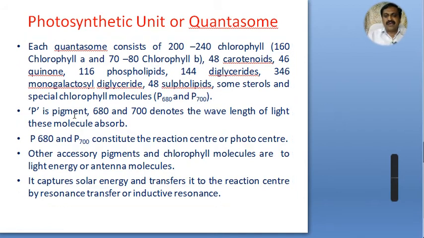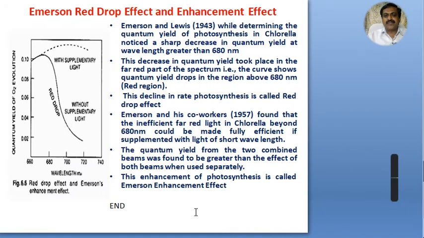P is the pigment, 680 or 700 denotes the wavelength of light these molecules absorb for the conversion of light energy into chemical energy. That is the reaction center. P680 or P700 constitute the reaction center of the photocenter. Other accessory pigments and chlorophyll molecules are light-harvesting or antenna molecules. They capture sunlight and transfer it to the reaction center by resonance transfer or inductive resonance mechanism.